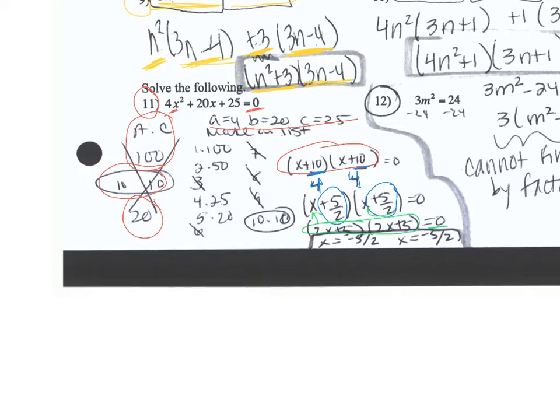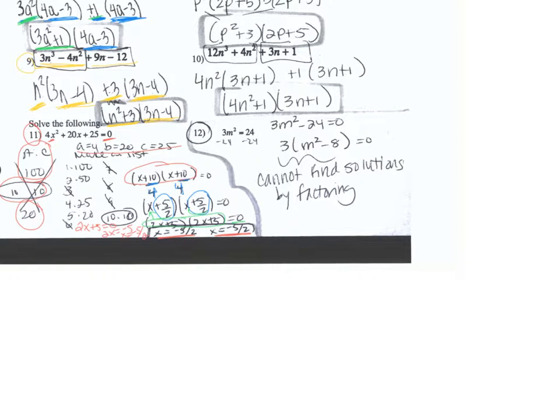Last step, you set your factors equal to 0 and solve, and that's how we get negative 5 halves, negative 5 halves. Because the degree is 2, you should have 2 values. Remember, 2x plus 5 equals 0. We subtract 5 and divide by 2.